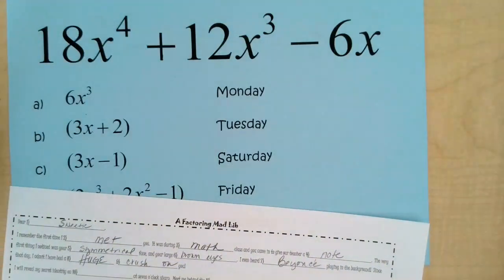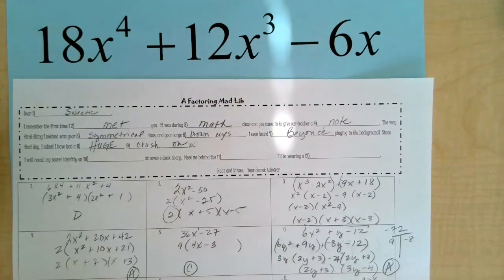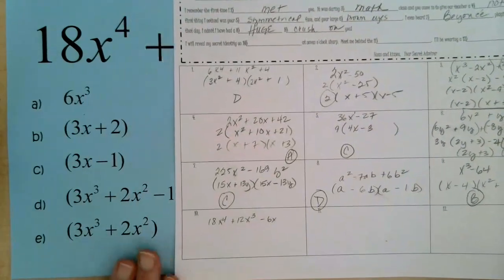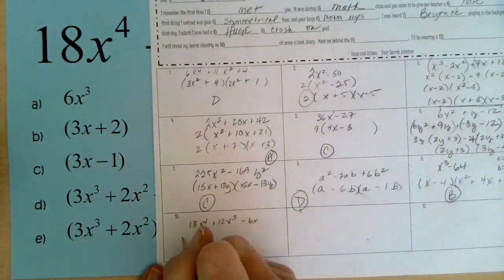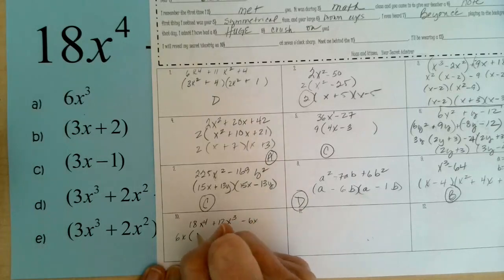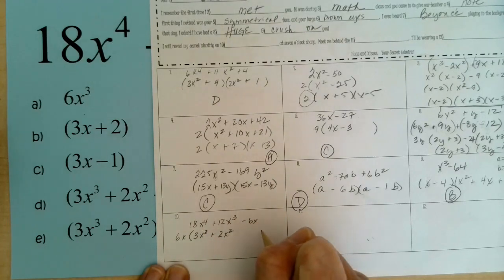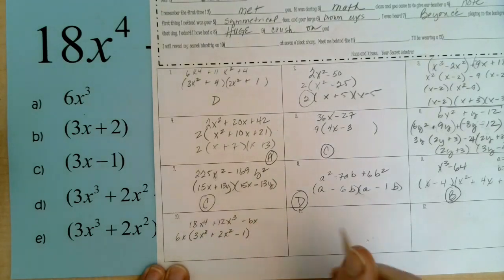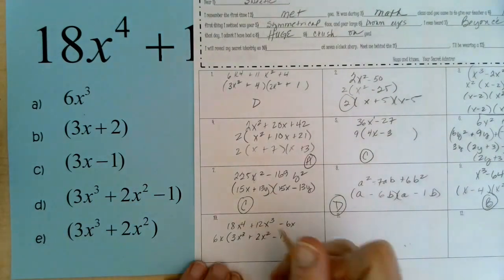All right. Which of the following is a factor of 18x to the 4th plus 12x cubed minus 6x? Take out my GCF right away. And I'm going to get 6 and an x come out, leaving me with 3x to the 3rd plus 2x squared minus 1. So there's not much else I can do with this one. Therefore, my answer is D.